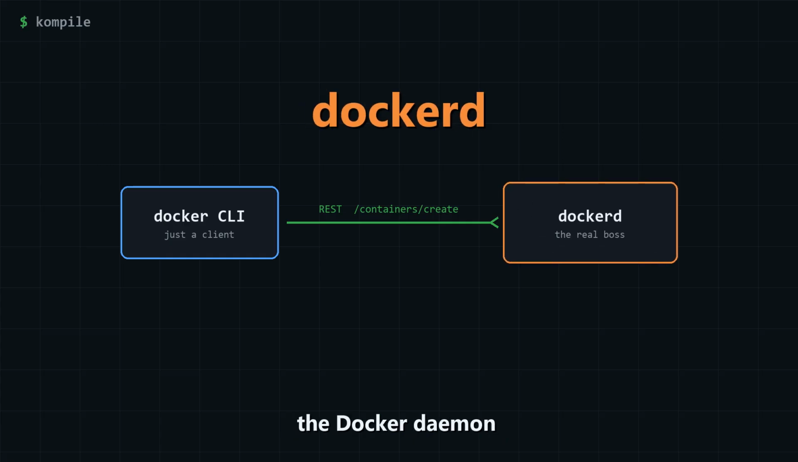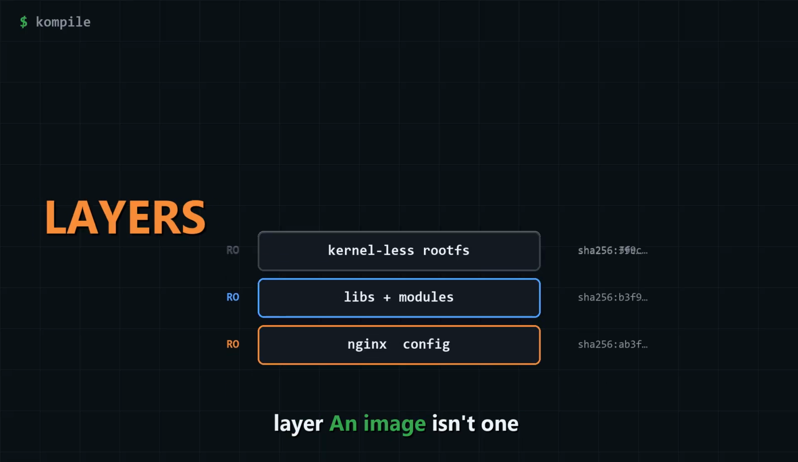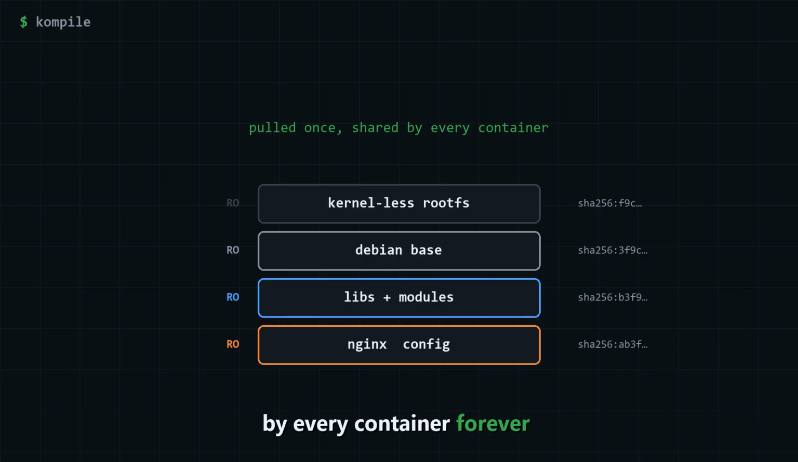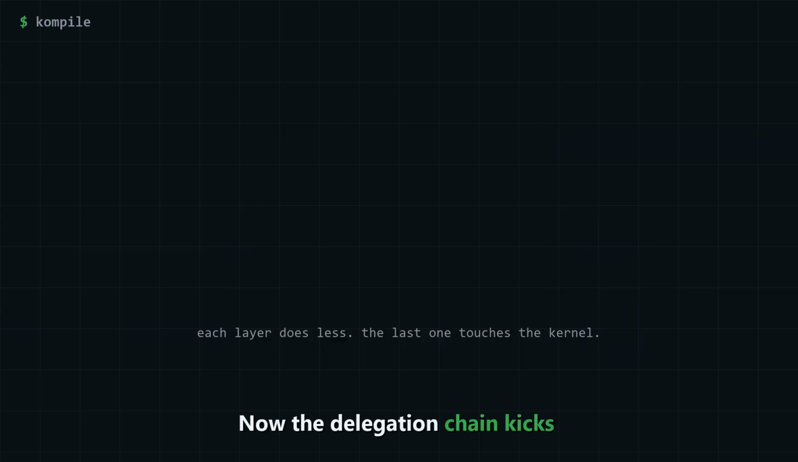the Docker daemon. The daemon checks, do we have the Nginx image? No. It pulls it layer by layer. An image isn't one big file. It's a stack of read-only layers, each one just a diff, addressed by its hash, downloaded once, shared by every container forever.